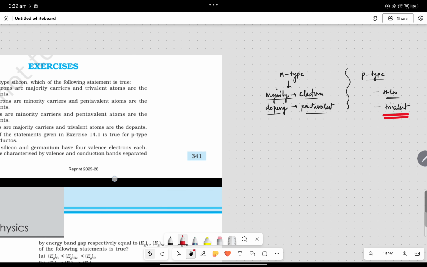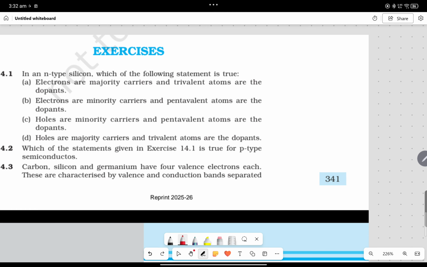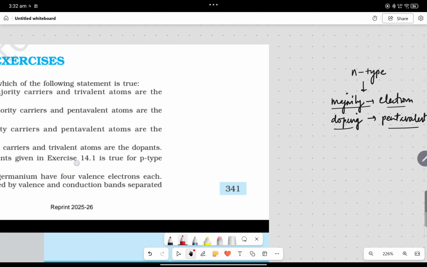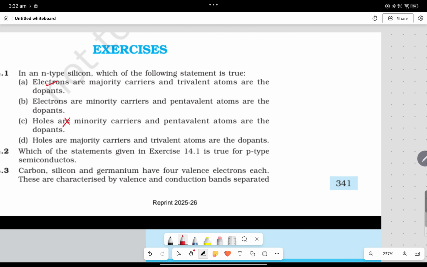So the majority is holes and the doping is done with trivalent. Where is it? Majority electrons and minority holes, that is wrong. Majority electrons, that is wrong. Minority electrons with majority holes, that is right. Holes have to be the majority, and electrons have to be the minority, right? So electrons must not be in the majority, and so B and D can be true.